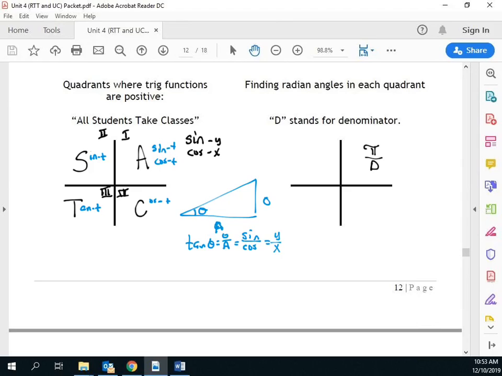So in the first quadrant, pi over 3, pi over 4, pi over 6. Those are all in the first quadrant. And of course, you go up to the square root, you can find out which one that is. If you're in the second quadrant, it's d minus 1 pi over d. So if pi over 4 is the reference angle, in the second quadrant, it's 3 pi over 4.